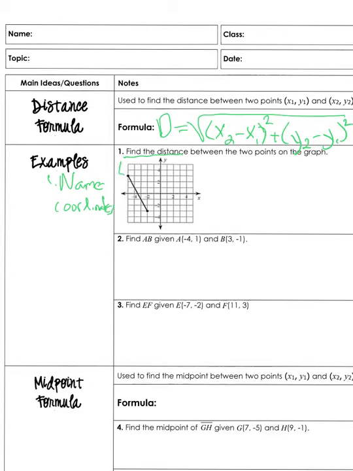So this coordinate is -5 across and 3 up. And the second point is -2 across and 3 down. Those are going to be the coordinates we use. Then second, substitute in the x and y values.